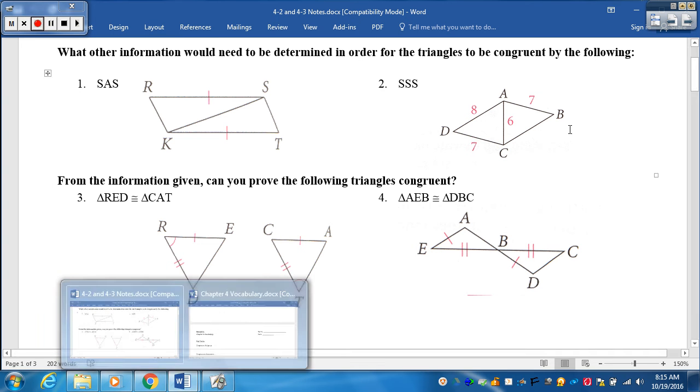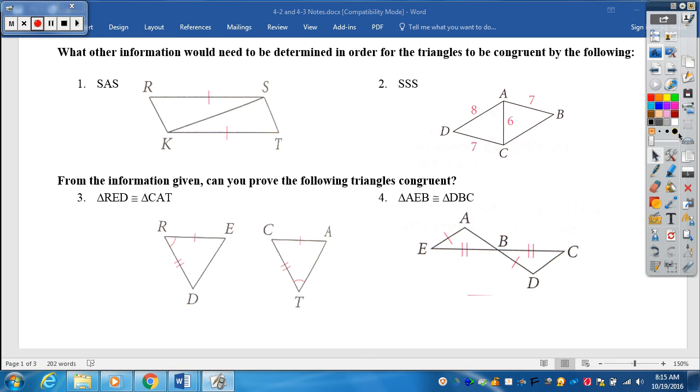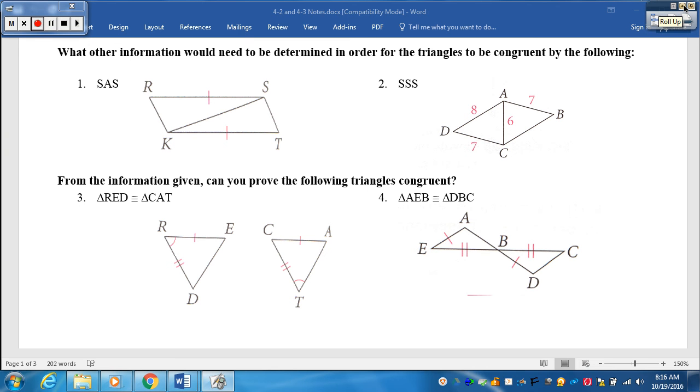Let me pull something down here real quick, get my pen tool. Okay. So what I'm going to do is mark that segment congruent to itself, and I'm going to move on. That's obvious. We know that's already true. What does it say up there? What other information would need to be determined? I don't need to determine that, okay? It's already there for me. It's already been determined, okay?